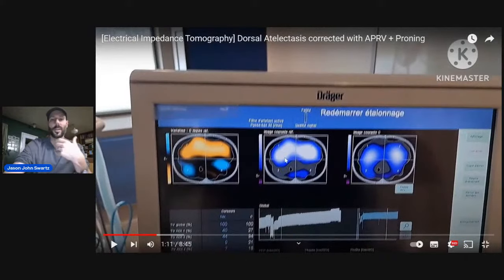All right, so here I am saying the APRV is creating a white band across the chest. Well, I have to explain what white means. Wherever there's blue, that's where the volume is being distributed. Within the aerated blue area, there will always be white.